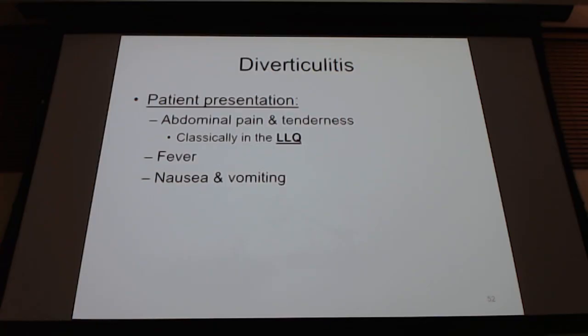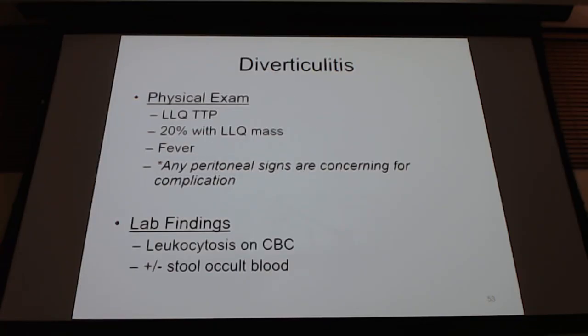Worry about that. Most of these people are going to have left lower quadrant tenderness to palpation. Left lower quadrant. So about 1 in 5 of those will have a left lower quadrant mass. We worry about fever. So any peritoneal signs concerning for complication. What are peritoneal signs? I say anything in the realm of guarding or rigidity. The guarding being voluntary, rigidity not voluntary.